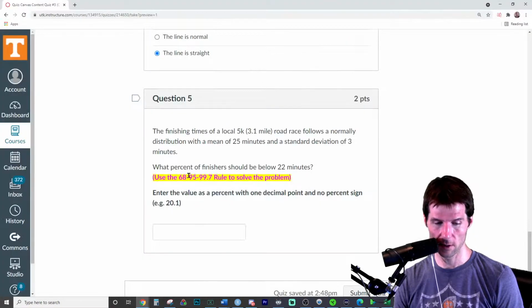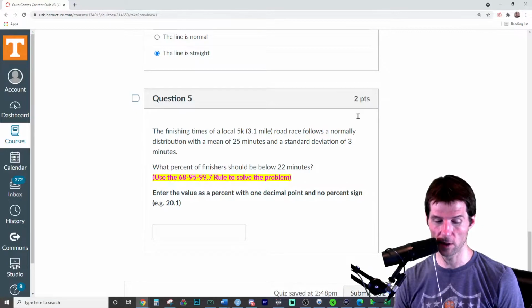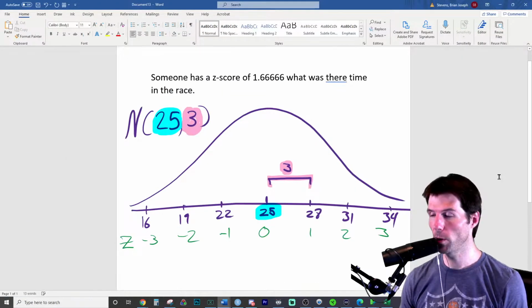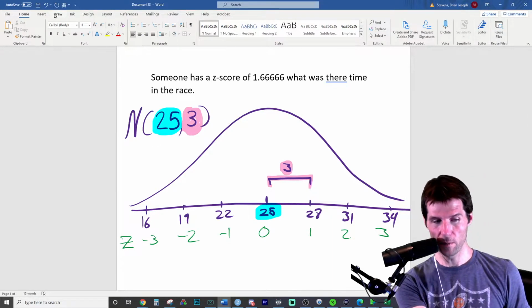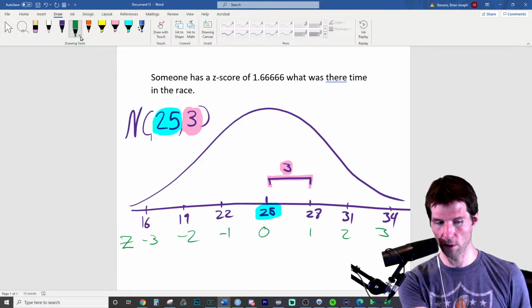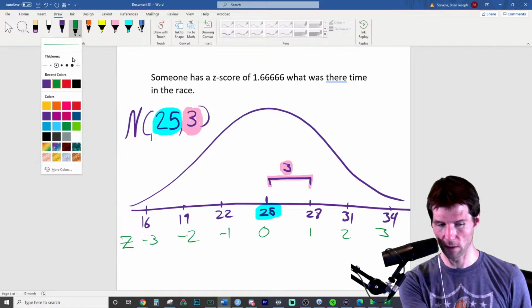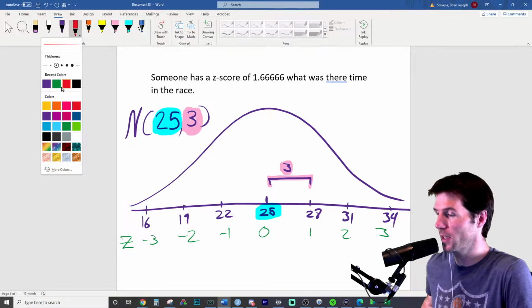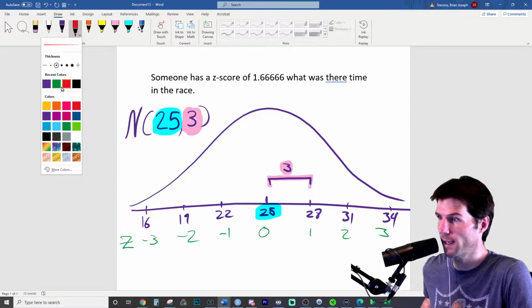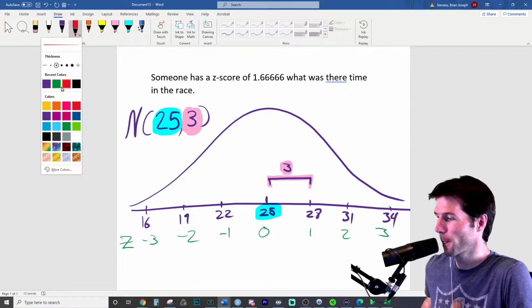Let's take a look at our question right here. It says, what percent of runners should be below 22 minutes? 22 minutes has a z-score of what? What do you notice about the z-score of 22 minutes? We've drawn this out. This is an amazing test question. There's ones like it on the test.